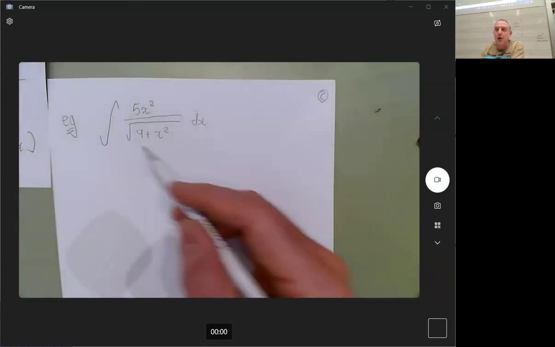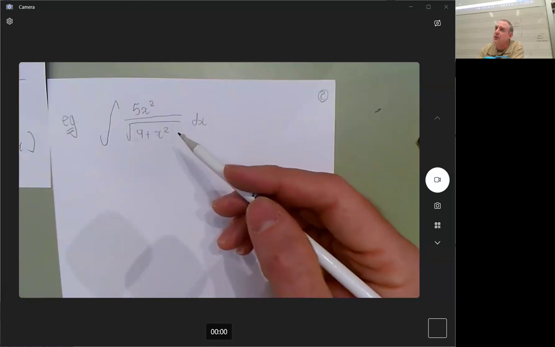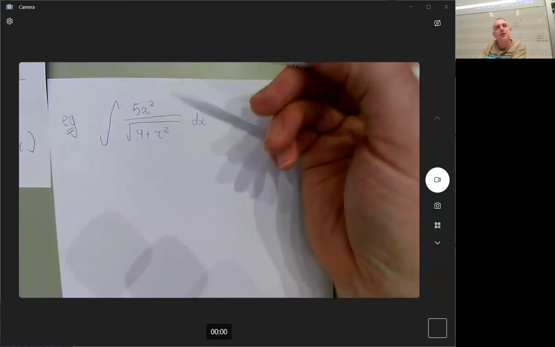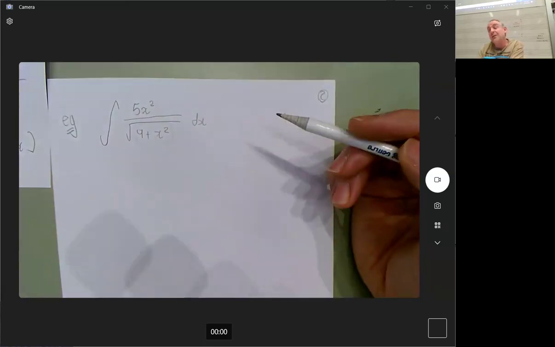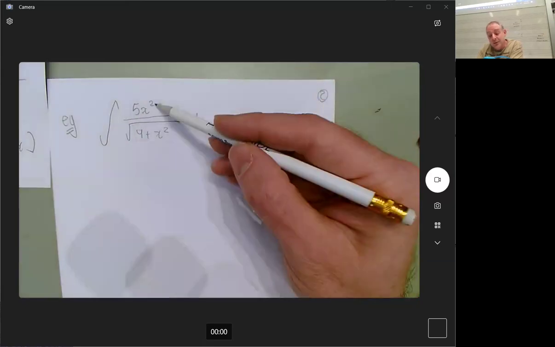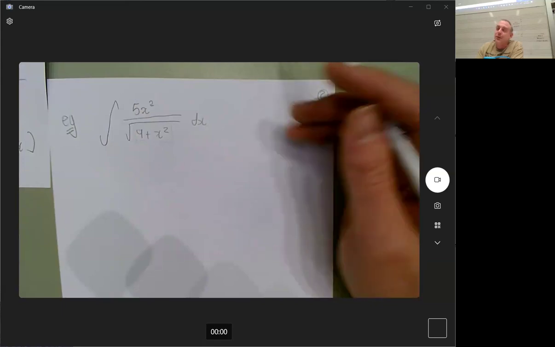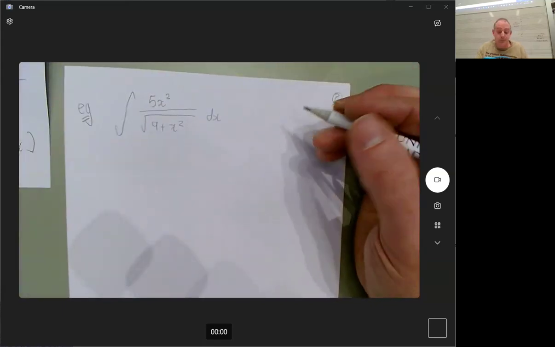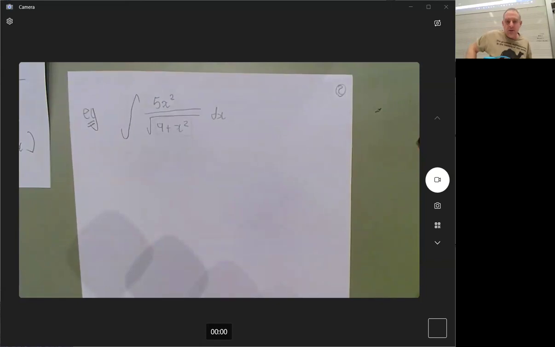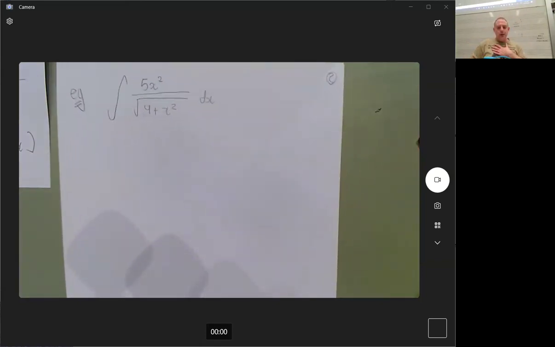Because if this was u, I could rewrite the x squared as something involving u, and then the extra x would have come from the du. So that would have actually worked. But the fact that this is an even number, that's my problem. So I'm going to try trig substitution, but the first thing I write is not what u is.